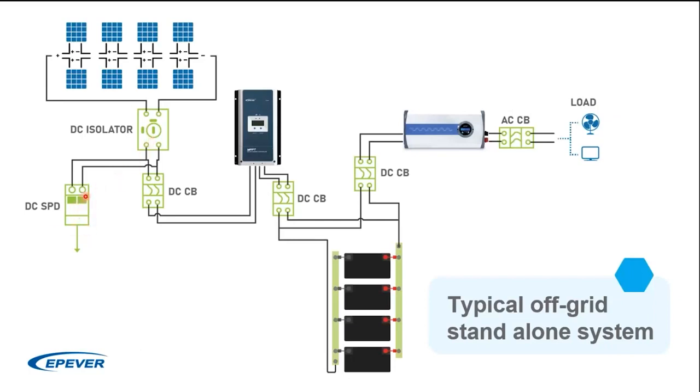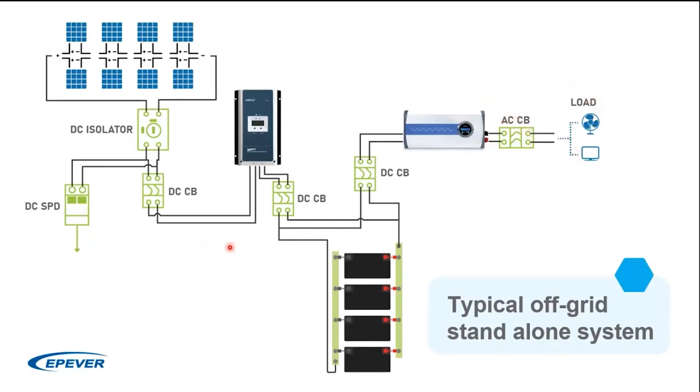the suppression device in your system. And then we have a circuit breaker. Then we have the charge controller, which goes through another circuit breaker to the batteries. And the inverter also is connected to the batteries through a circuit connector. And again, after the inverter, we have another circuit breaker, which is an AC circuit breaker, and then we have our loads in the system.